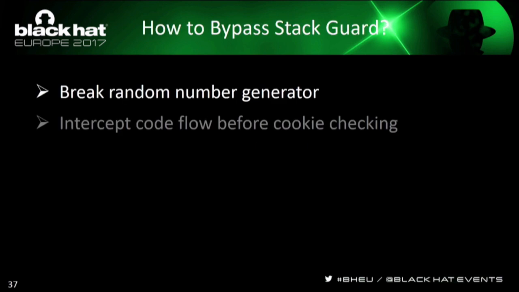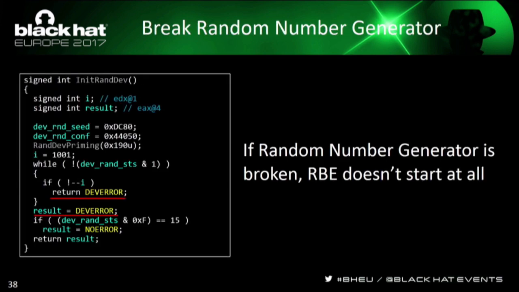A first idea was to break the hardware random number generator, so a known value is stored as the initial cookie value. It was a bad idea because, as we later saw, if the operating system kernel loader detects that the hardware random number generator is broken, it stops loading the kernel. So the platform is not booting.